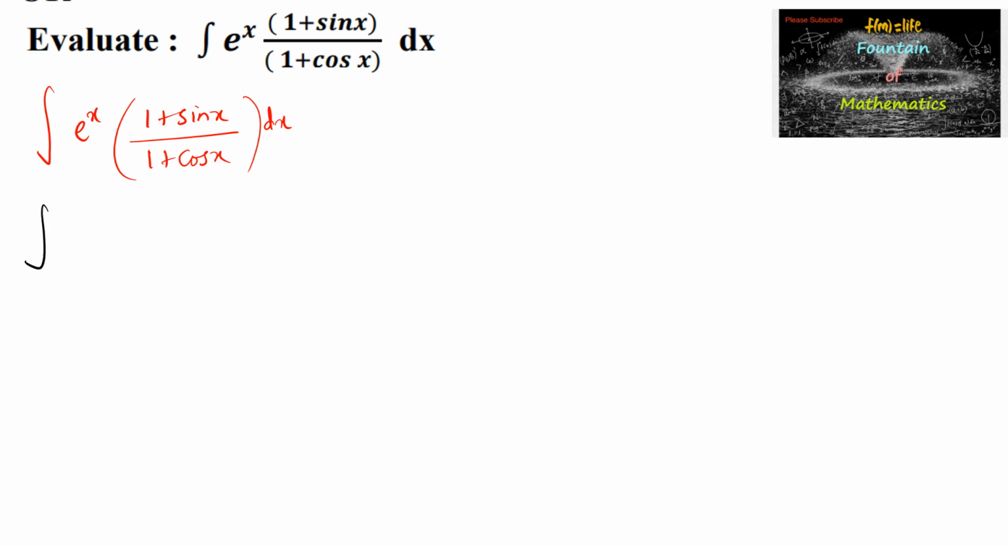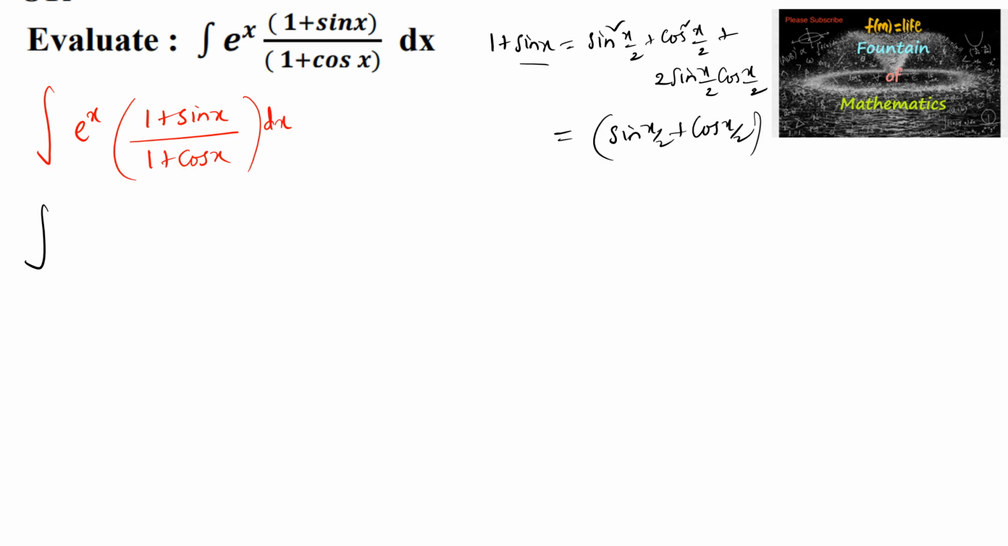So we know that 1 plus sin x, we can write as sin square x by 2 plus cos square x by 2 plus sin x formula, which is 2 sin x by 2 cos x by 2, which is equal to sin x by 2 plus cos x by 2 whole square.